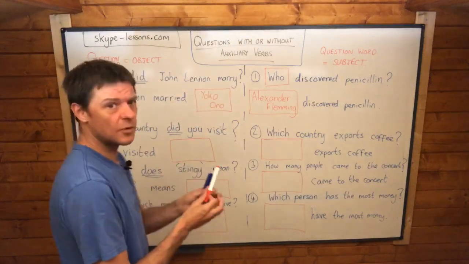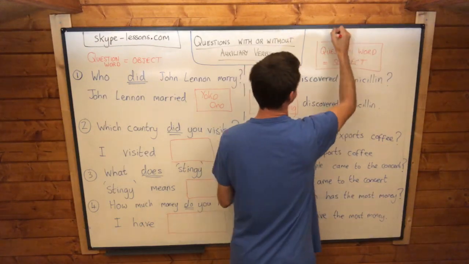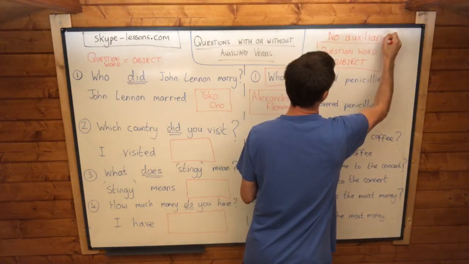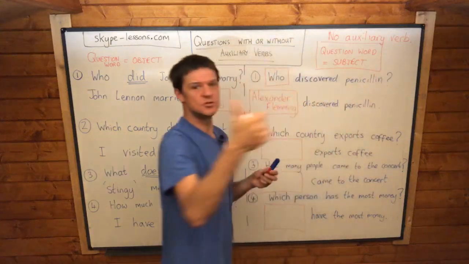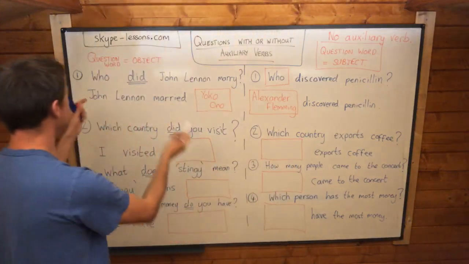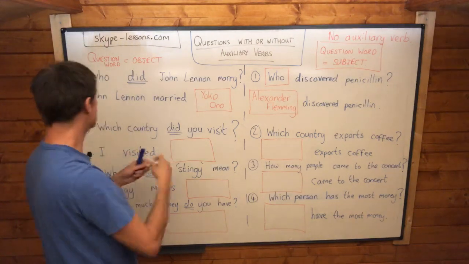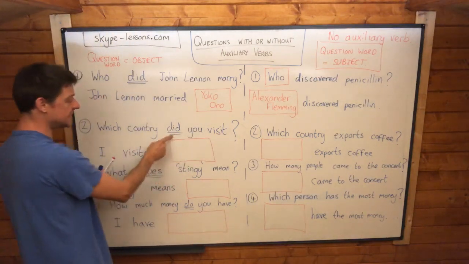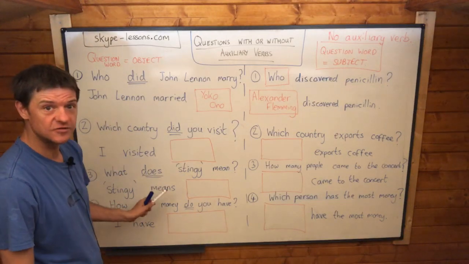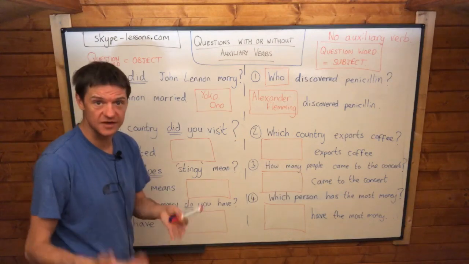Now, it sounds quite easy at first, because if the question word is subject, we don't use an auxiliary verb, no auxiliary verb. And auxiliary verb means do, does, did. Yeah, these words are auxiliary verbs. So when we say who did John Lennon marry, did is the auxiliary verb. Which country did you visit? Did is the auxiliary verb. What does stingy mean? Does is the auxiliary verb. And how much money do you have? Do is the auxiliary verb.